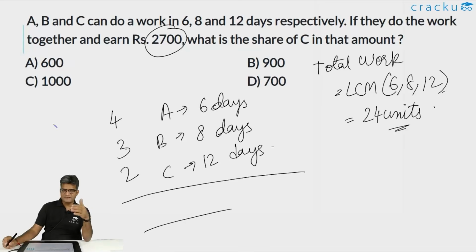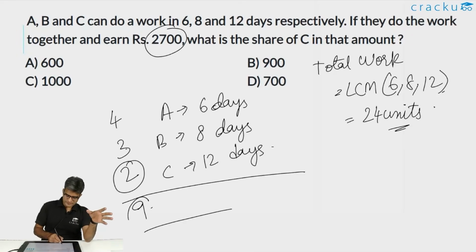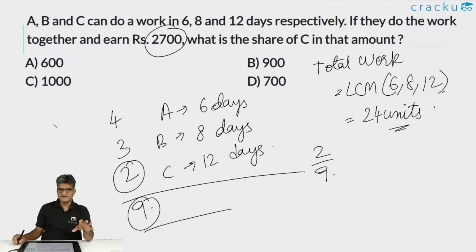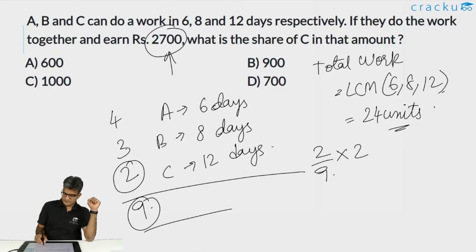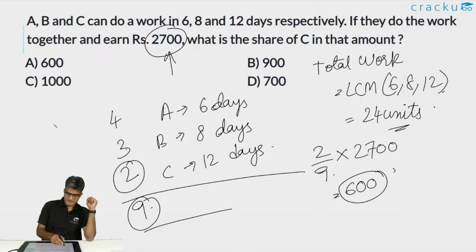So total in one day the amount of work done by them is 4, 3 and 2, which is 9 units. So the fraction of work done by C is 2 by 9. So the fraction of money he receives should be 2 by 9, which is 2 by 9 into 2,700, which is equal to 600 rupees, which is option A.